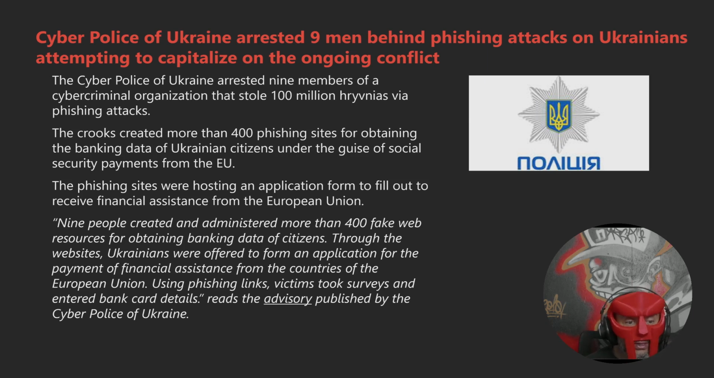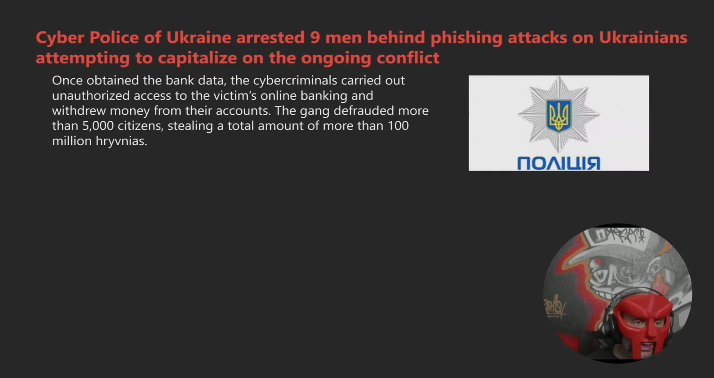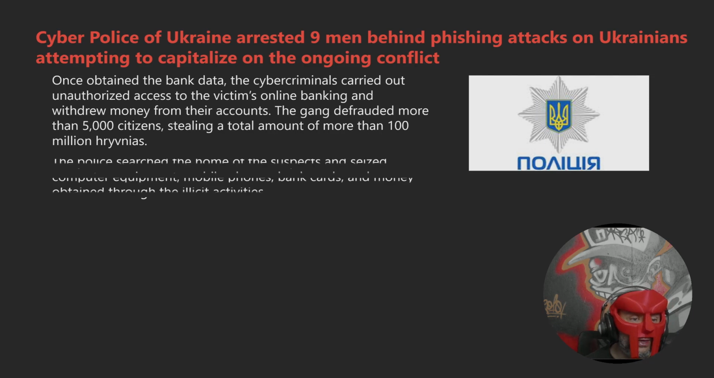Through the websites, Ukrainians were offered a form that they could fill out for the payment of financial assistance from the countries of the European Union. Using phishing links, victims took surveys and entered bank card details. Once the banking data was obtained, the cybercriminals carried out unauthorized access to the victims' online banking and withdrew money from their accounts. The gang defrauded more than 5,000 citizens, stealing a total of about 100 million hryvnias.